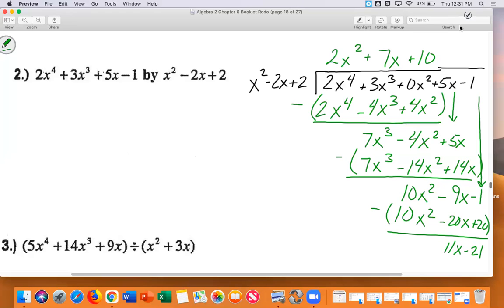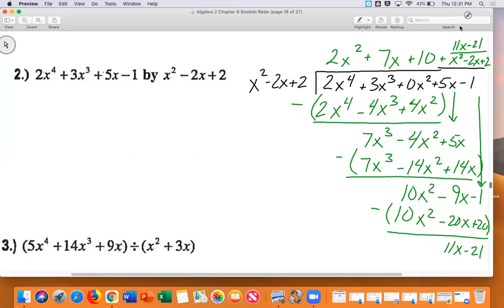When you write, could you just still write that? Yeah. So this is my remainder. So it's going to be plus 11x minus 21. That's my numerator. And then in the denominator, it's x squared minus 2x plus 2.